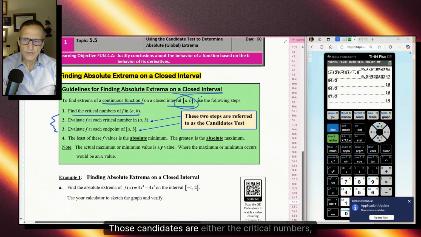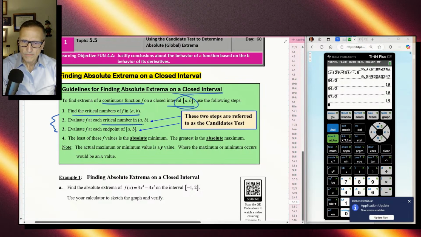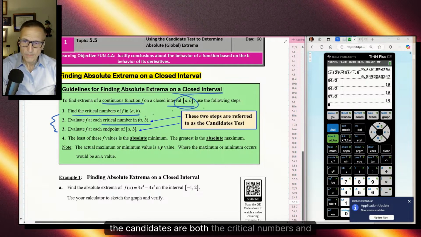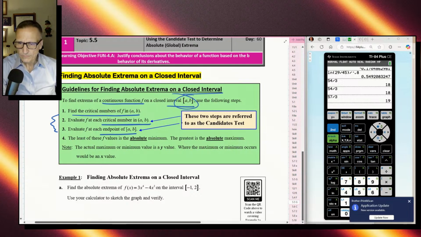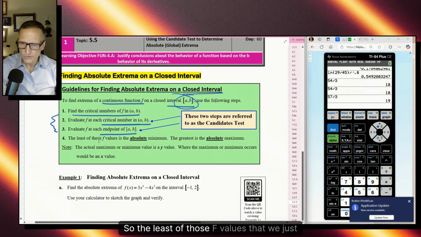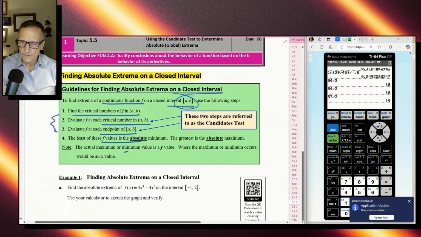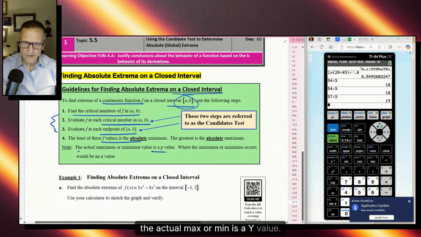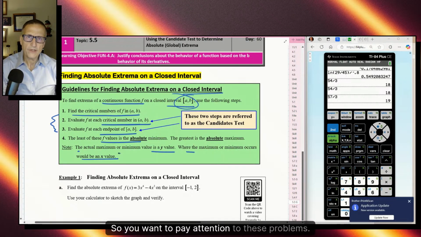Those candidates are both the critical numbers and the endpoints of the closed interval. So the least of those f values that we just calculated would be the absolute min, the greatest would be the absolute max. And point of emphasis here, the actual max or min is a y value. Where it occurs would be an x value.